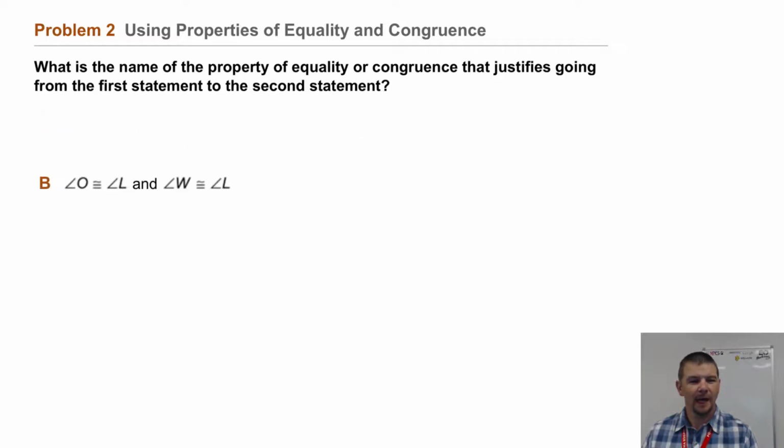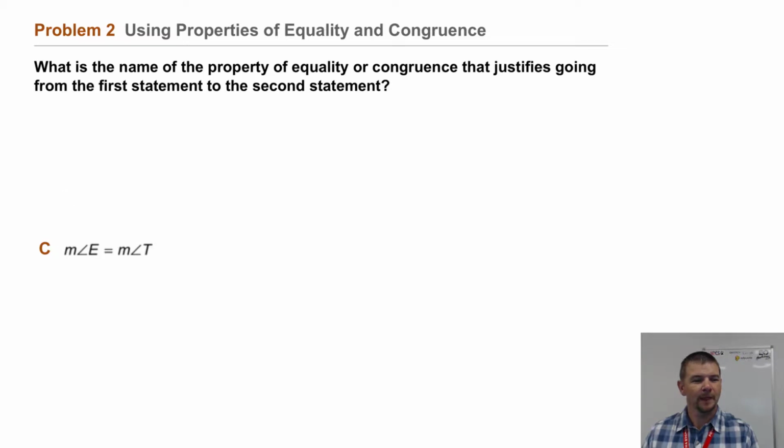Part B. Angle O is congruent to angle L, and angle W is congruent to angle L, leads to angle O is congruent to angle W. Well, this is an example of the transitive property of congruence.